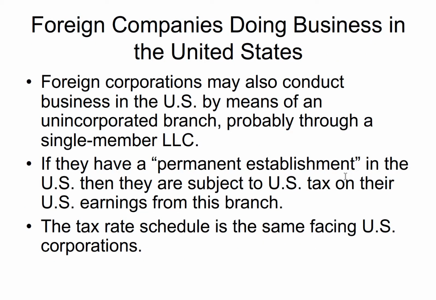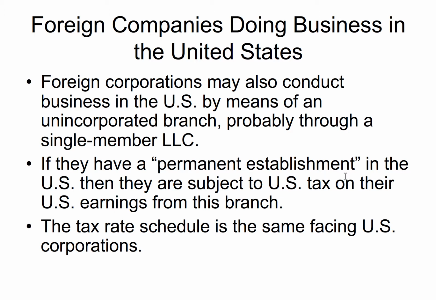Now, foreign corporations can also conduct business in the U.S. by means of an unincorporated branch, usually through a single-member LLC. So what happens is the corporation as a member owns this LLC, and it does it in an unincorporated way. What they're trying to do is avoid some level of tax. If they have permanent establishment in the U.S., they're subject to U.S. tax on their U.S. earnings from this branch. We call this the branch level tax, or branch tax.